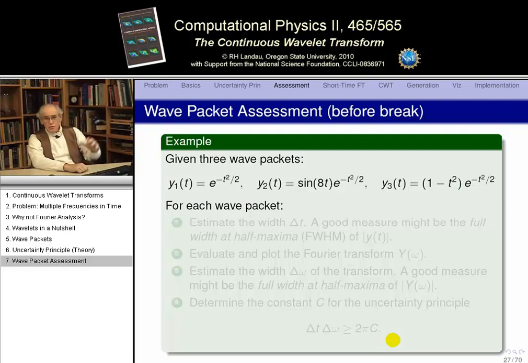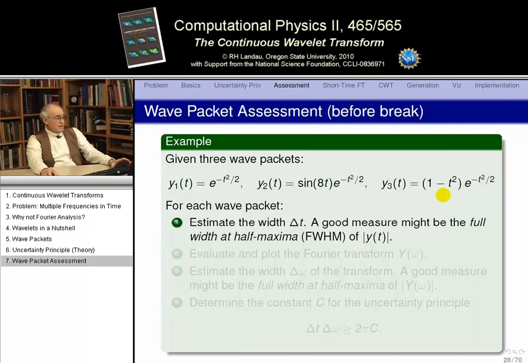So you go home, look at these three wave packets. We have y1, a pure Gaussian, y2, a Gaussian times an oscillatory sine function, and y3, a Gaussian times a polynomial. They're all pretty symmetric in one way or another, which makes this easier. What we want you to do is to see how well the uncertainty principle applies for each of these cases, and to give you a feel of what the width in time and width in frequency mean.